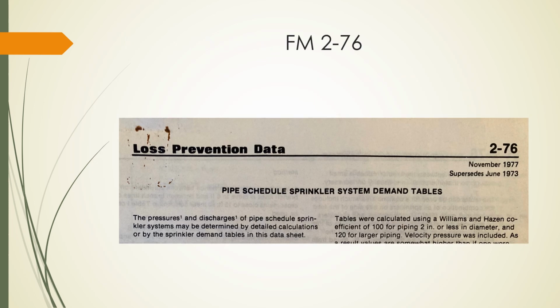Now, along with that AXA information, there's another source. It's Loss Prevention Data 2-76, the Factory Mutual pipe schedule sprinkler system demand tables. 56 pages of just what you saw on that one page with just about every combination you can imagine. The problem is that I've never been able to find it anywhere. I have it. This is from November 1977, so it's old, and I just have never seen this online.